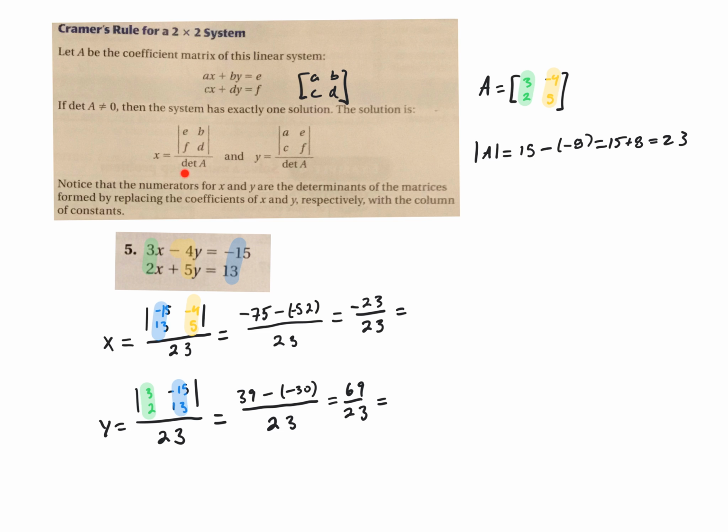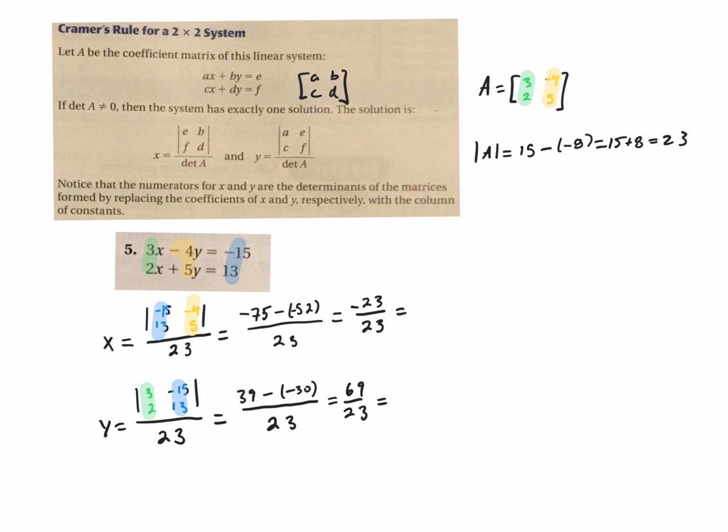So notice before I jump into solving for x and y, I came over here and found the determinant of A, which is 3 times 5 minus 2 times negative 4. It's going to be 23. So I'm using that as my denominator because it's the determinant of this A matrix. So my denominator is 23 because that's the determinant of A, either way.